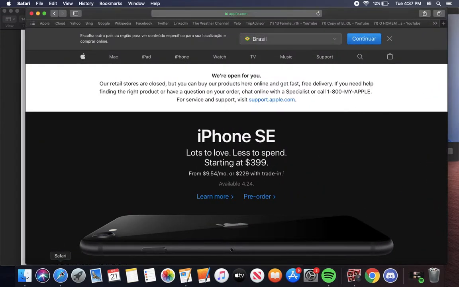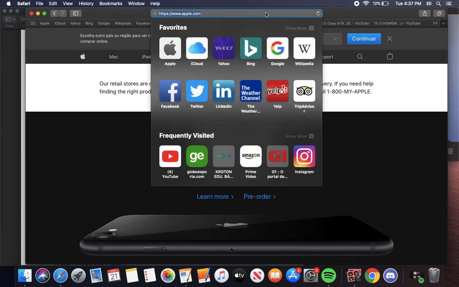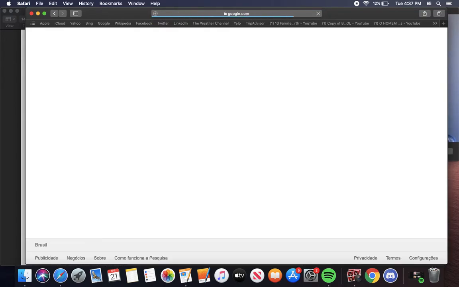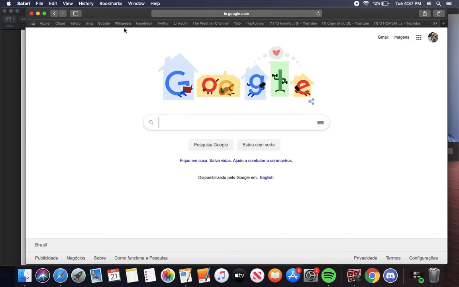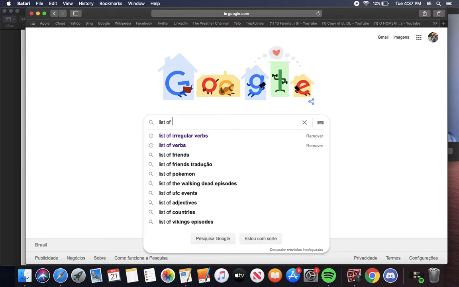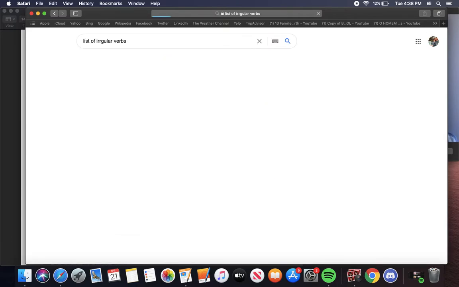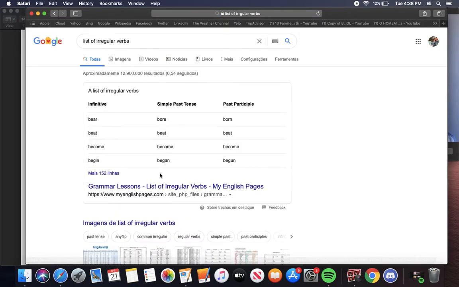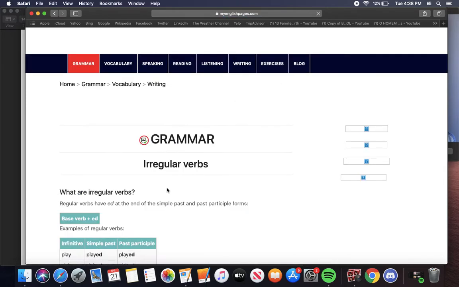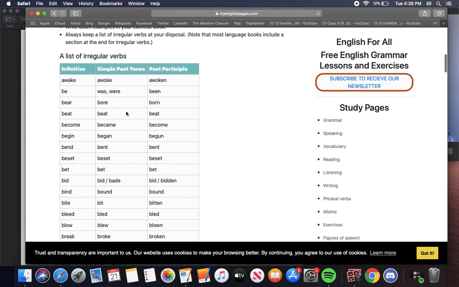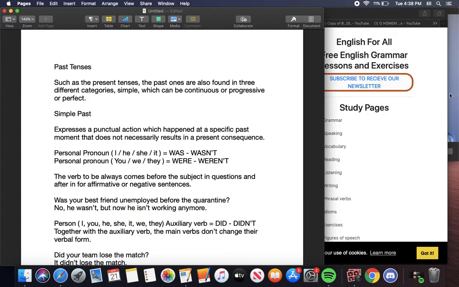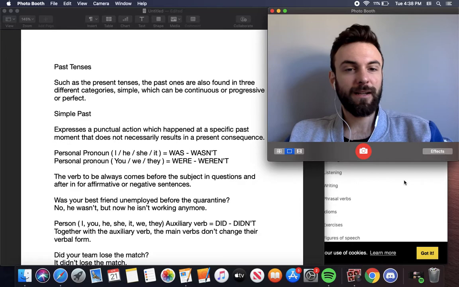Before we get started, I'm gonna get open here on Google. I don't know why that advertising was open right there. I'm gonna get it open here on Google, list of irregular verbs, and you guys should have this list open as well. All right, the first link here for the irregular verbs, simple past tense and past participle. These are the ones you're gonna use in the past perfect tenses, right? So let's get started.